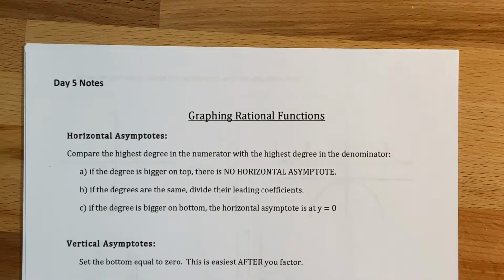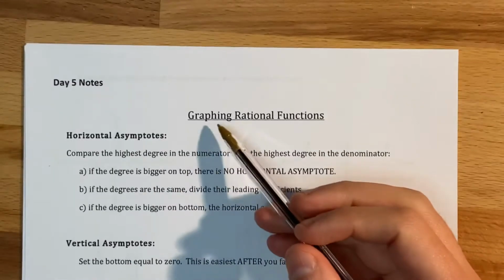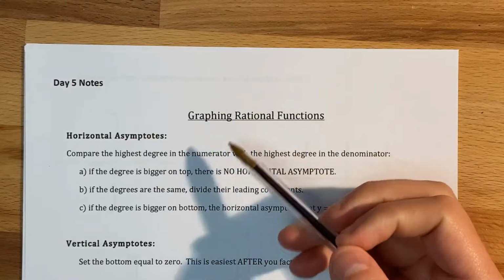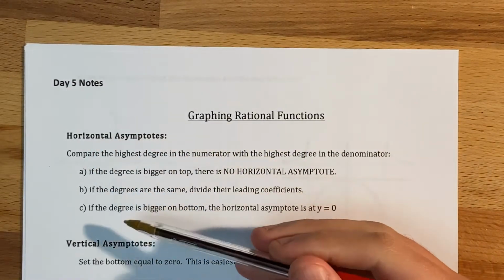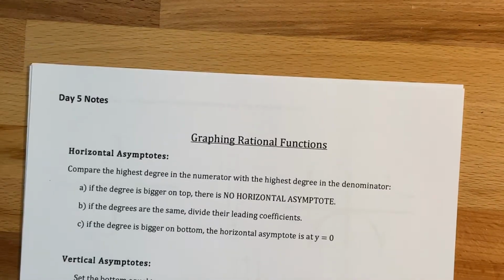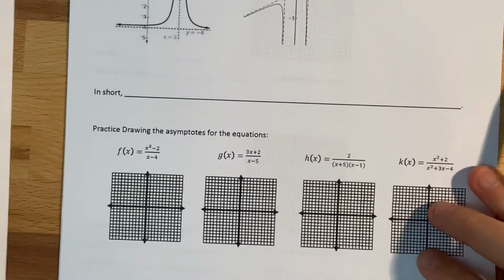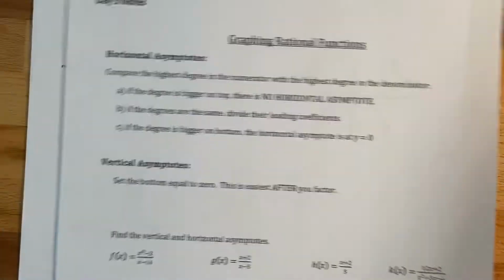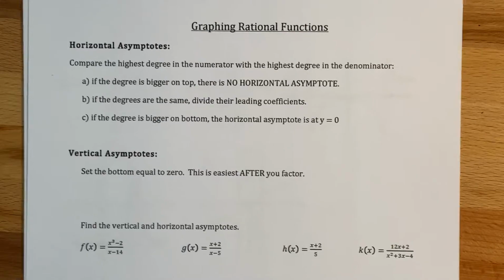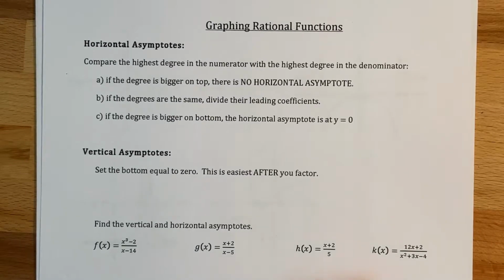I am making a video here today dealing with graphing rational functions. Most specifically, we're going to be talking about horizontal and vertical asymptotes, and then a little bit about end behavior as well. We're going to get some practice right here, and that'll be it. Okay, so these are the notes I usually write out for them.